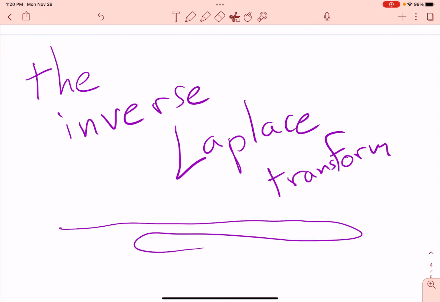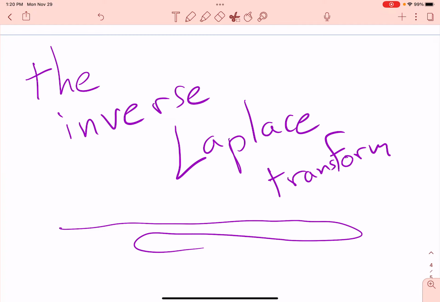Hi, everybody. Okay, now we're ready to talk about today's main topic, the inverse Laplace transform. And the idea is we consider the following. Suppose that I give you not the original function, but the Laplace transform of the function. Can you go backwards and tell me what was the original function that it came from? So that's what we're going to be looking at today.